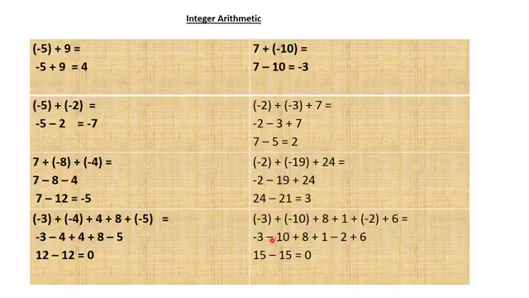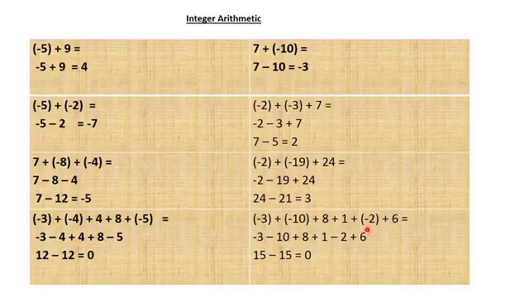Last example on this page. Minus 3 plus minus 10 plus 8 plus 1 plus minus 2 plus 6. So this plus minus gives me minus 10. The plus 8 is still plus 8. The plus 1 is still plus 1. The plus minus 2 becomes minus 2. And the plus 6 is a plus 6.